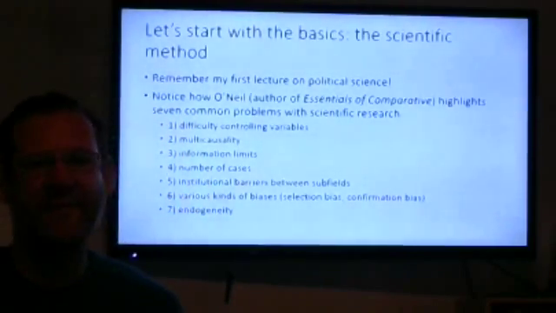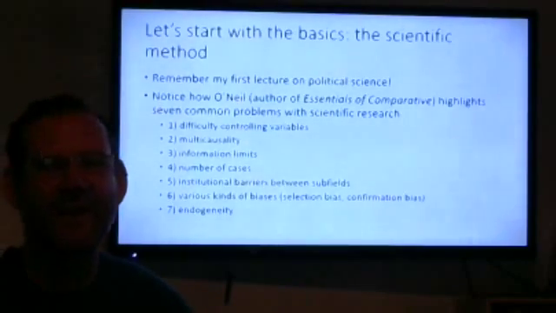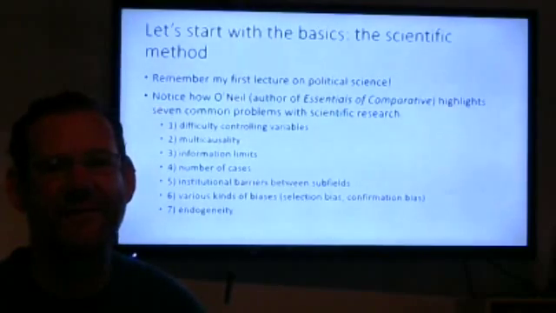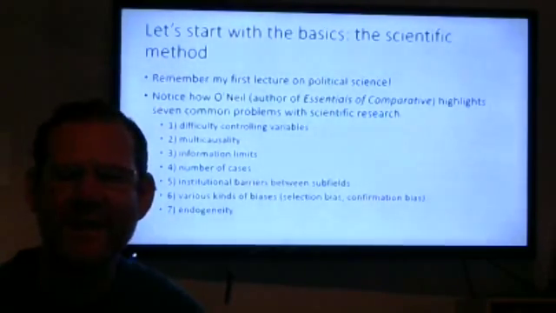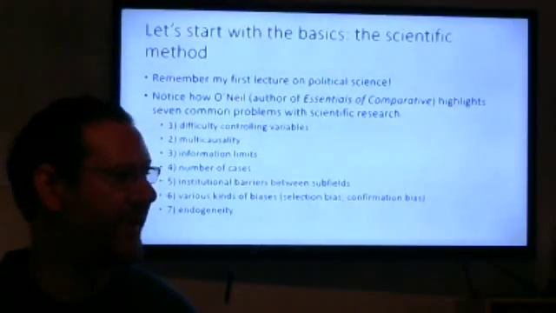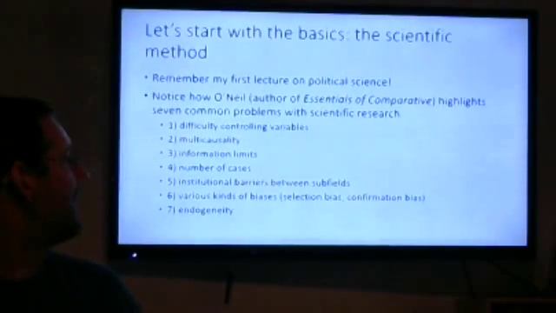What's most important in the first chapter is O'Neill is giving us some of the difficulties that comparative political scientists have to face when trying to use the scientific method to think about politics. I'm going to talk about each one of these just a little bit here. I have a longer example, but these are some important things.